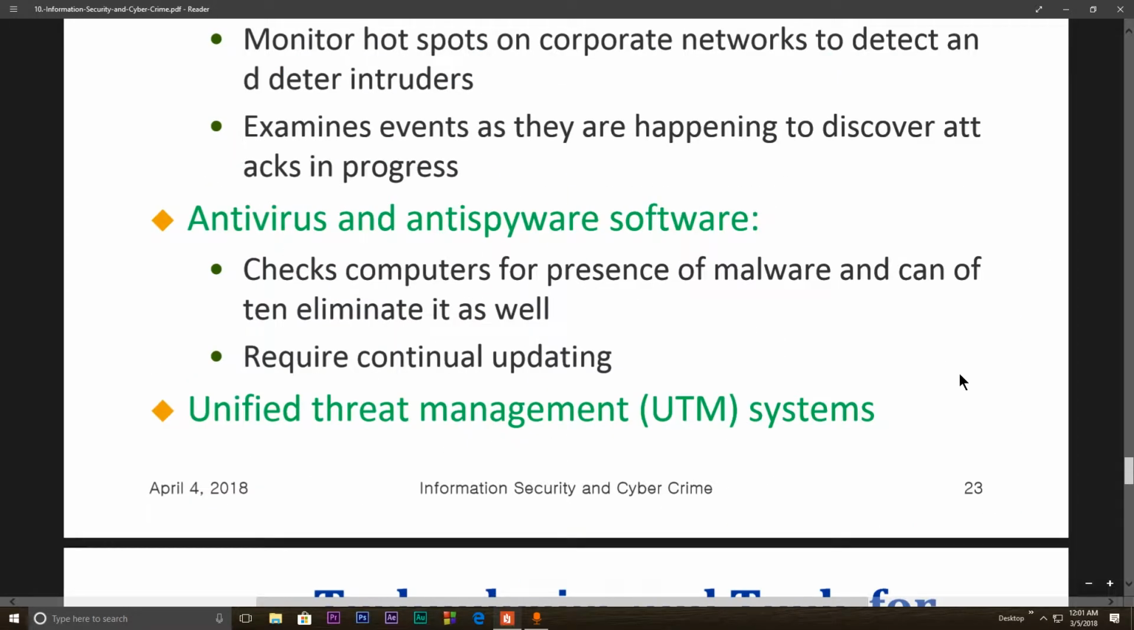Antivirus and anti-spyware software checks the computer for the presence of malware and can eliminate it as well. It requires continuous updating. If you have antivirus software like Kaspersky, Norton, etc., or anti-spyware software like Malwarebytes, etc., it will check your computer for the presence of malware or any harmful software, scan it, and if it finds a virus, it will eliminate it. That is the main concept. But the problem is it requires continuous updating, so you need to keep it updated as well.